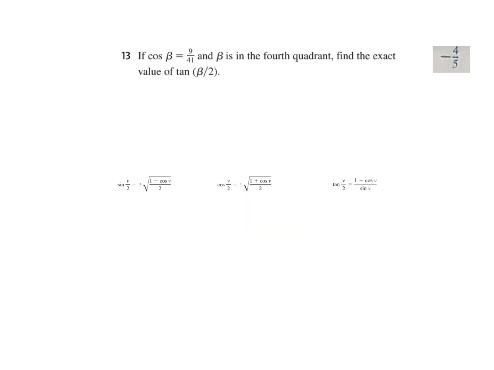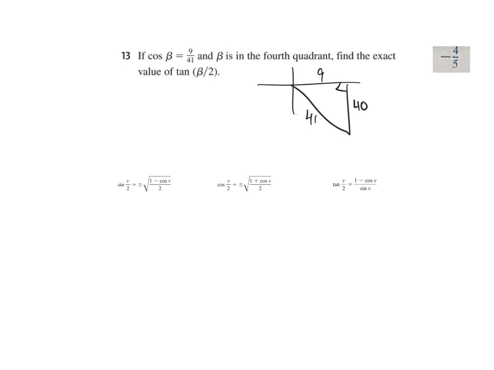All right, cosine of b is positive, so x is positive. B is in the fourth quadrant. So if we're in the fourth quadrant, cosine is positive, adjacent over hypotenuse. Pythagorean theorem gives us 40, Pythagorean triple. Find the exact value of the tangent.